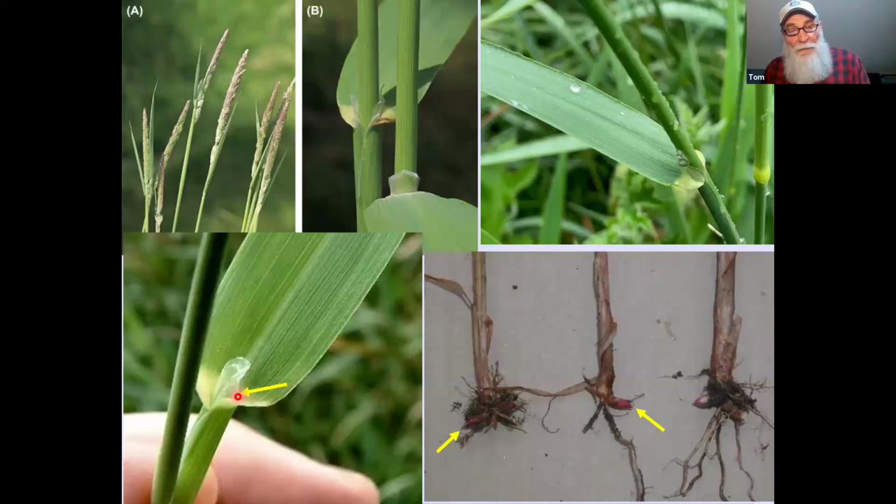When I was looking at these younger plants, the ligule wasn't this big. The ligule was only about this big. So this is representing, of course, that the ligule has gotten bigger as the plants have gotten larger.